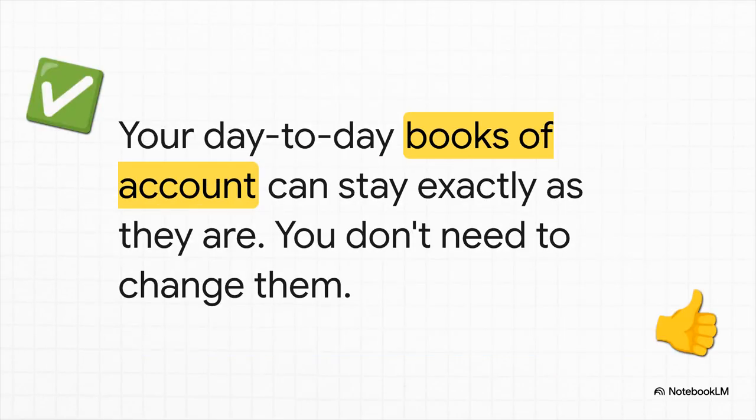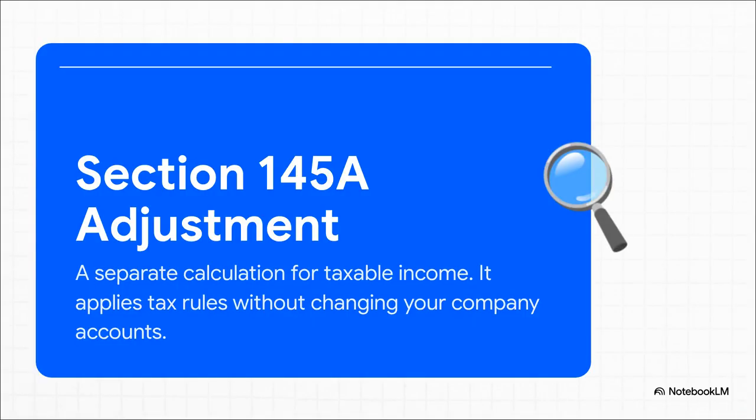Seriously, let that sink in for a second, because it is the most important takeaway here. Your books, your daily accounting, can stay exactly as they are. This shows there's a clear line between your internal records and your tax calculations. So how do you actually manage both? Well, you bridge that gap with something called a Section 145A adjustment. The easiest way to think about it is like this. It's a separate, tax-only calculation. You take the numbers from your books, and then you make a few tweaks on a separate worksheet just to figure out your taxable income. Your company's actual financial records, they remain completely untouched.